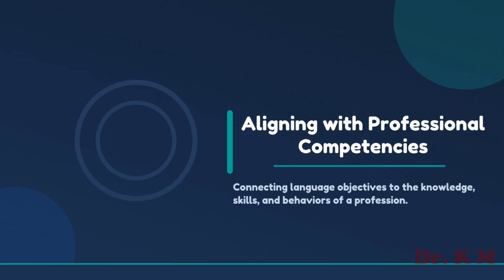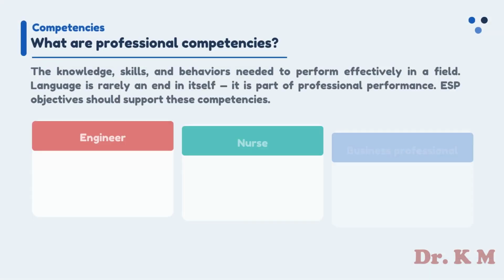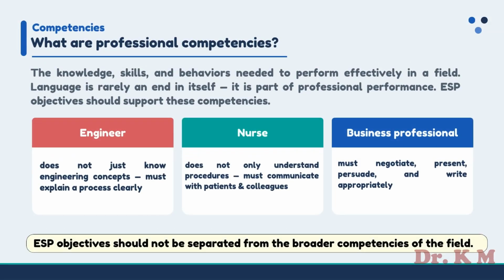Aligning with professional competencies. What are professional competencies? Professional competencies are the knowledge, skills, and behaviors needed to perform effectively in a profession or field. In ESP, language objectives should support these competencies. Language is rarely an end in itself. It is part of professional performance.